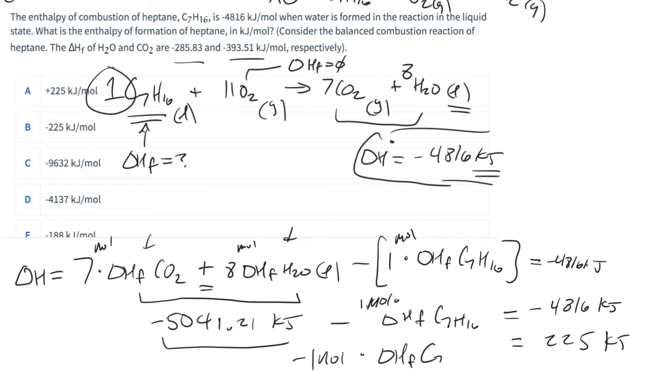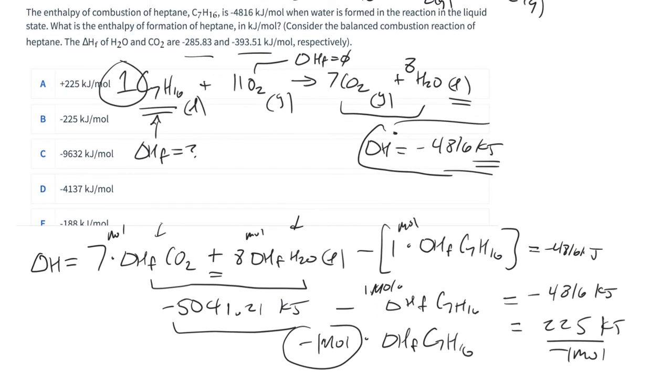the delta HF of C7H16. So we're dividing both sides by negative 1 mole. That's how we get kJs per mole out as our unit for a property of our substance C7H16. So I'm just dividing this by negative 1 mole, and of course that'd be negative 225 kJs per mole. So looking like answer B here.